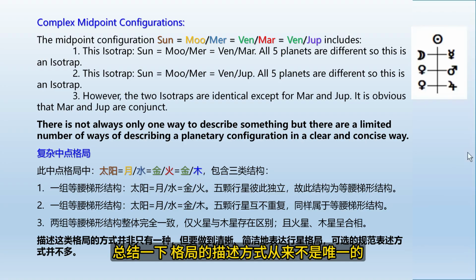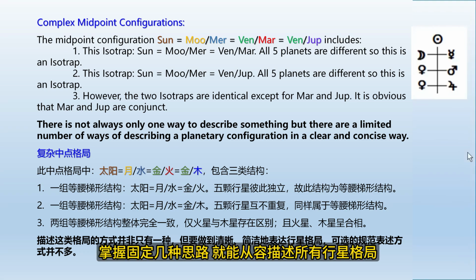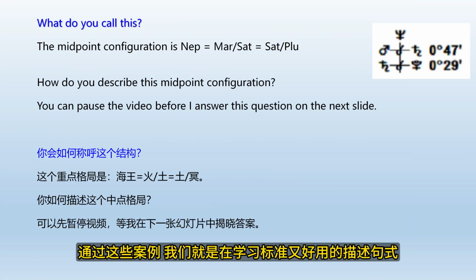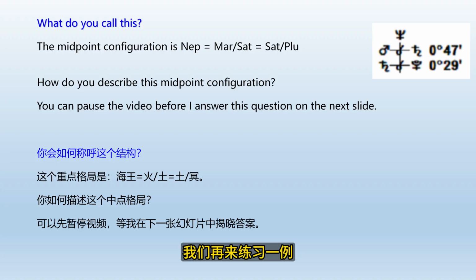So the conclusion is there's not always one way to describe something, but there are a limited number of ways to describe a planetary configuration in a clear and concise way. Okay, so as we look at these patterns, we learn nice ways to describe them. Here, let's practice this again.